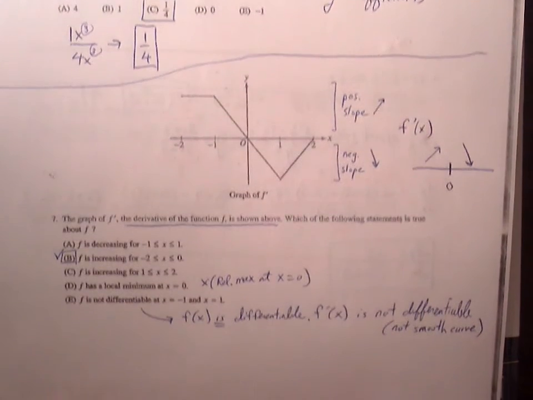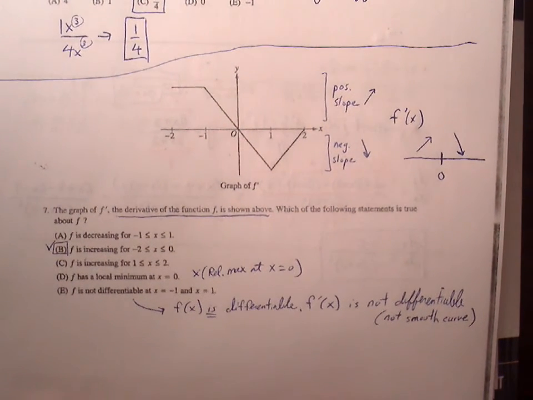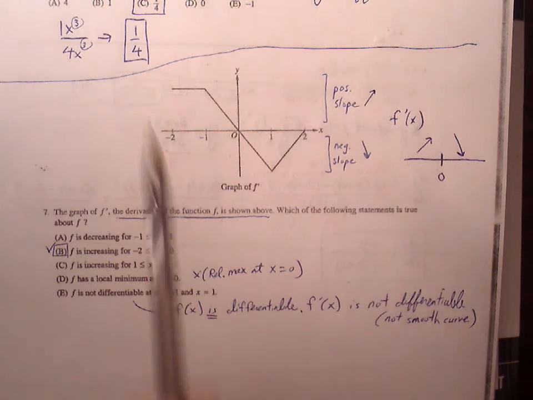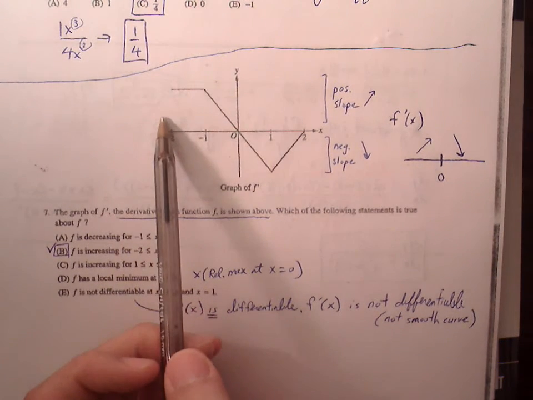Number 7, the graph of f prime, the derivative of the function f, is shown. Which of the following statements is true about f? Let's gather some information about the function f first.